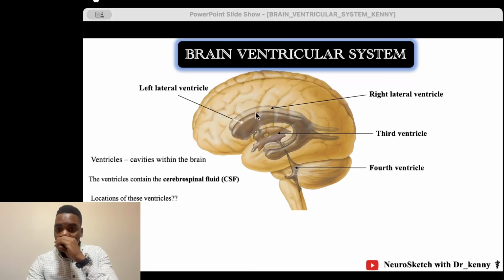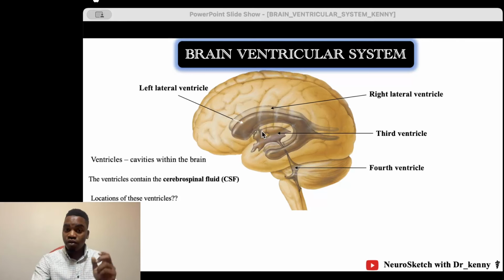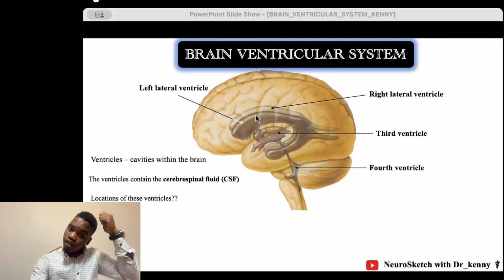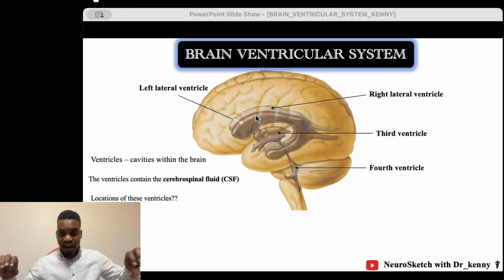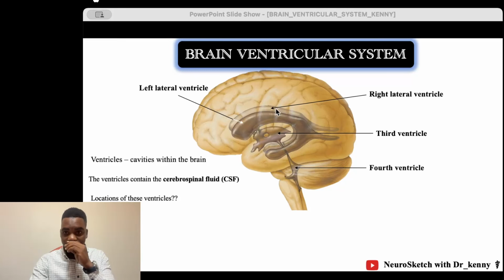So where are the locations of these ventricles? The two lateral ventricles are found within the cerebral hemispheres. Within the left cerebral hemisphere and the right cerebral hemisphere lie the lateral ventricles. The lateral ventricles are C-shaped and they maintain a constant relationship with the corpus callosum. This is the left lateral ventricle and that is the right lateral ventricle. This is the third ventricle.